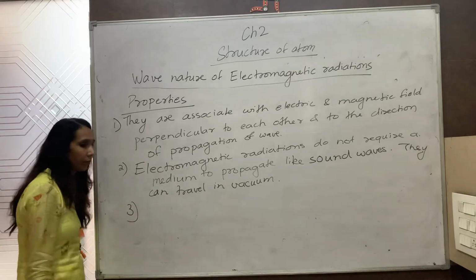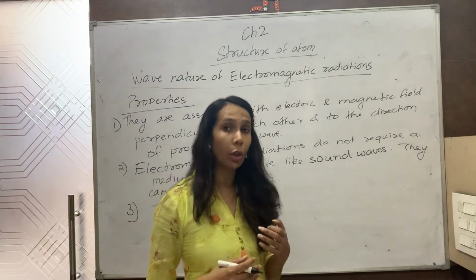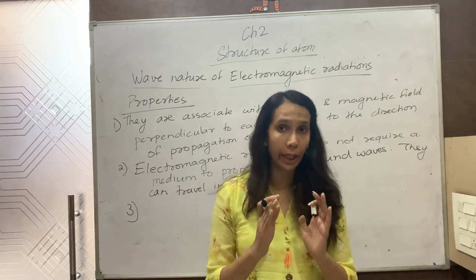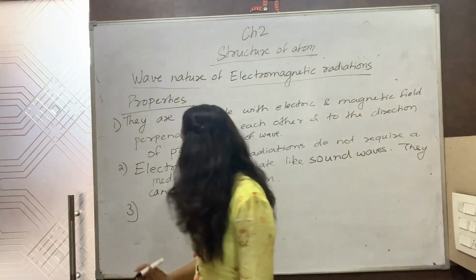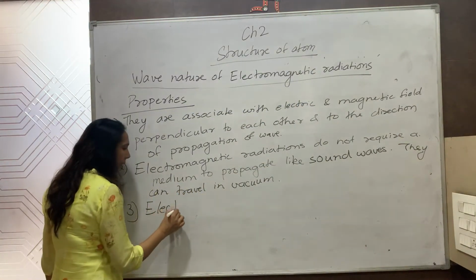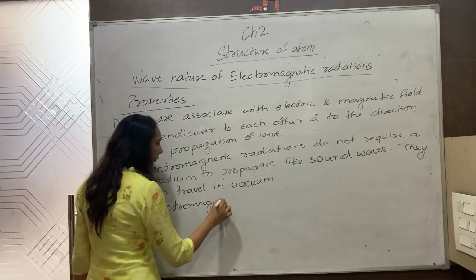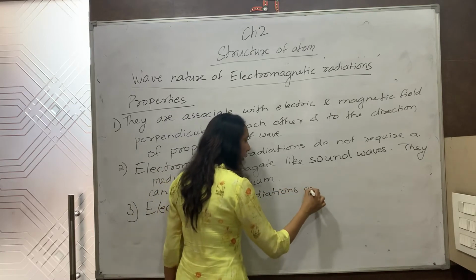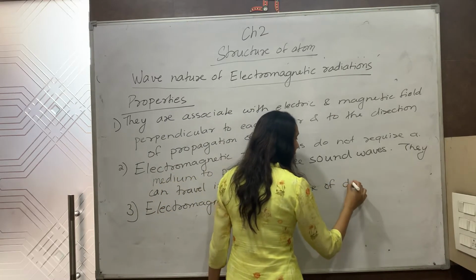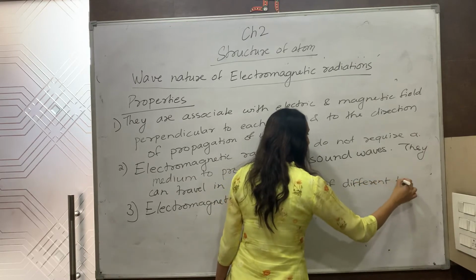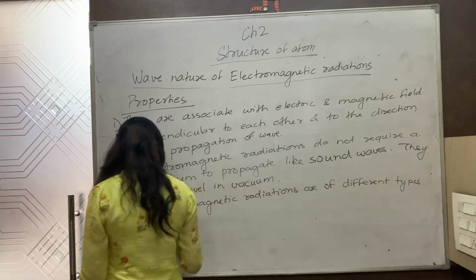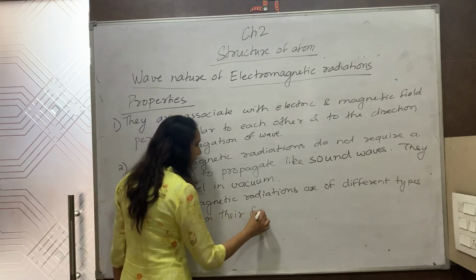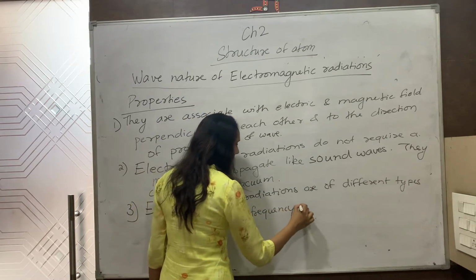Thirdly, electromagnetic radiations are of different types. They can be classified into different types based on their frequency and wavelength. So electromagnetic radiations are of different types based on their frequency or wavelength.